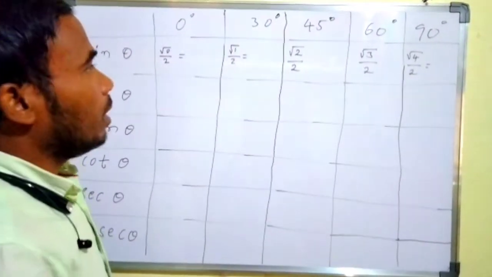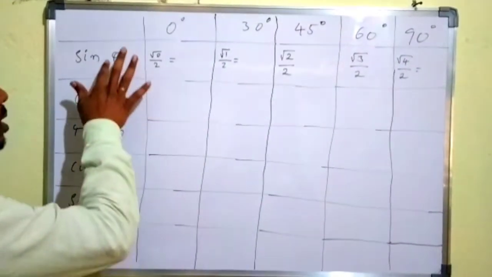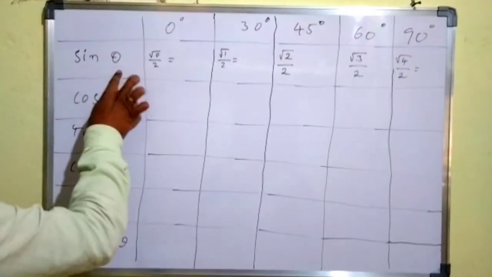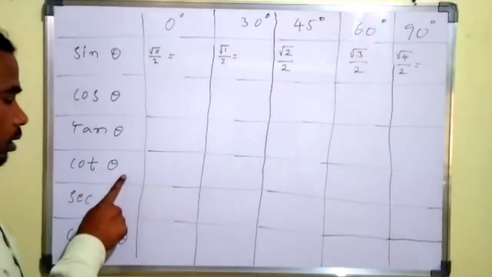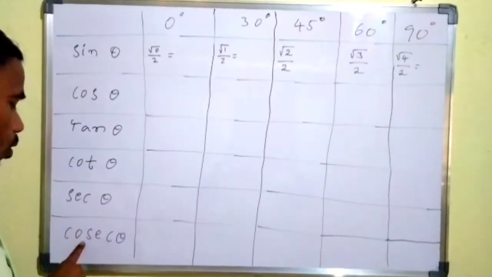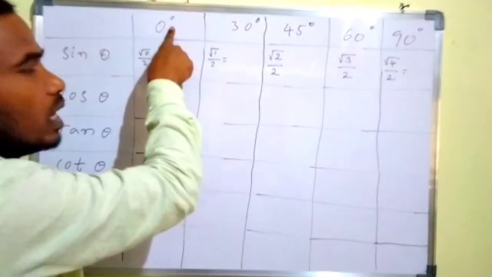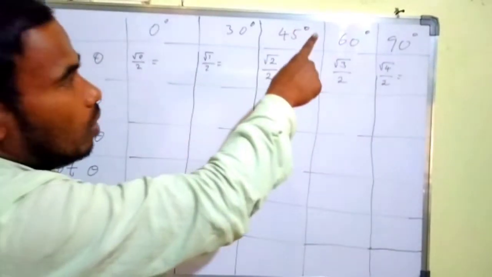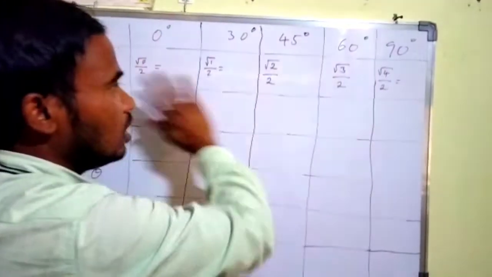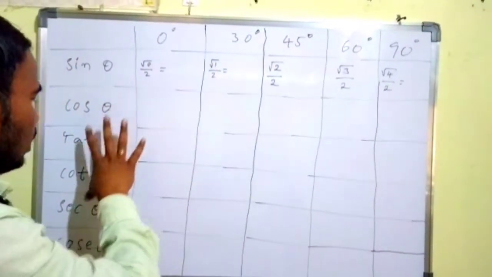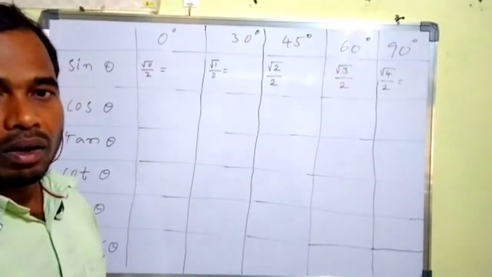Now, the trigonometry table we discussed. So, the trigonometry table, what is that? Here are the six ratios: sin theta, cos theta, tan theta, cot theta, sec theta, cosec theta. These are for specific angles: 0 degrees, 30 degrees, 45 degrees, 60 degrees, 90 degrees. These are the values we are now filling in the table.